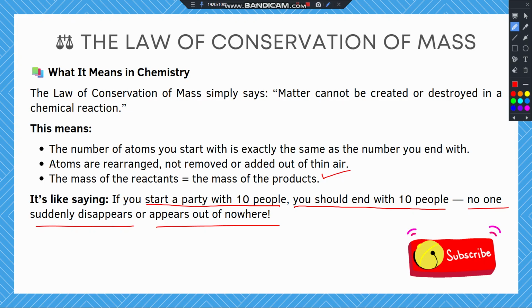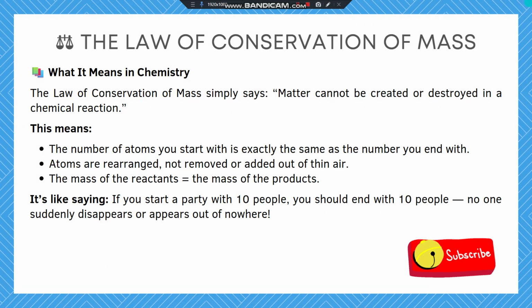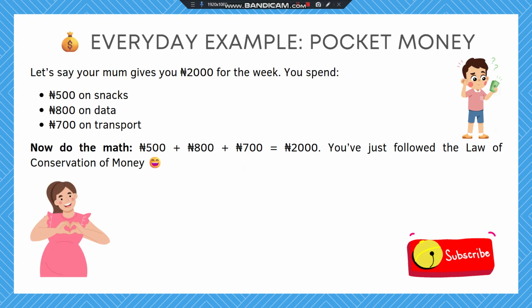So you understand the concept of conservation of mass to mean that any amount of substance that you begin a chemical reaction with must be equal to the amount of substance that you end that reaction with. So now that we have that out of the way, let's check out a relatable example that can help you understand what we're talking about.